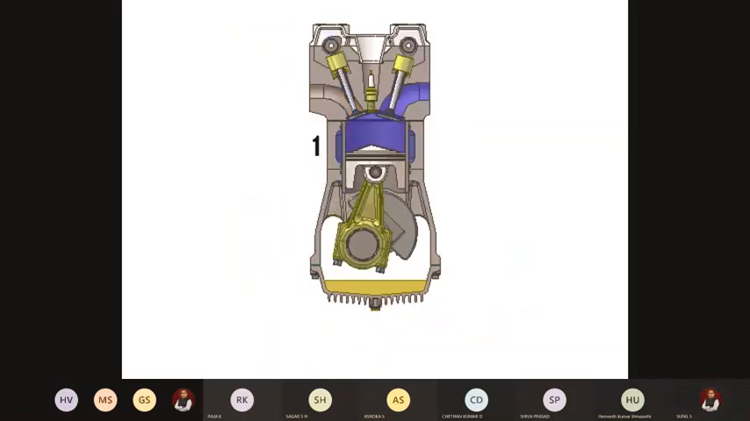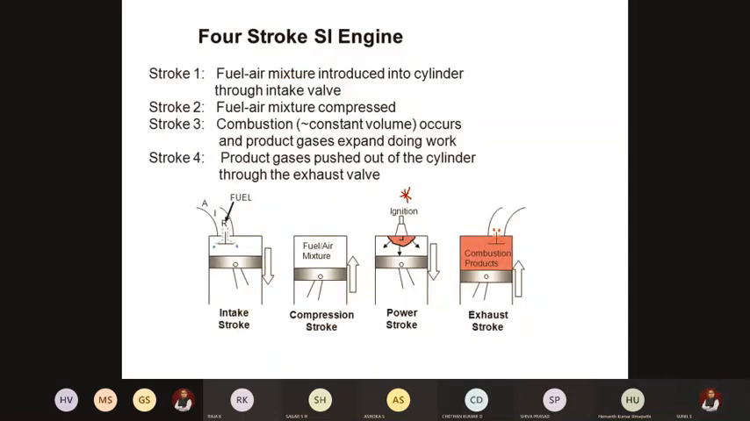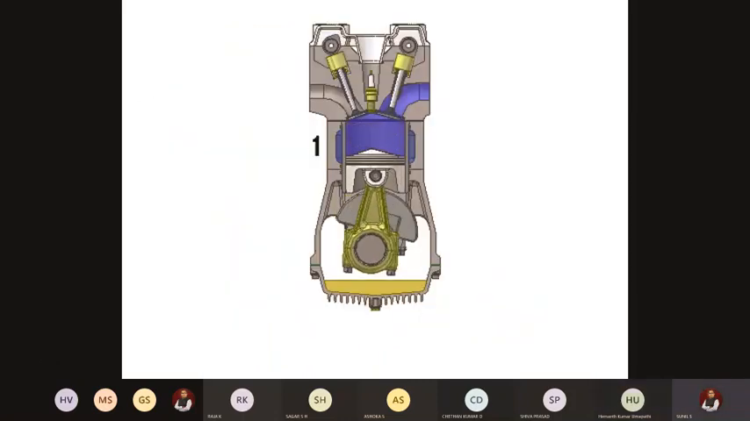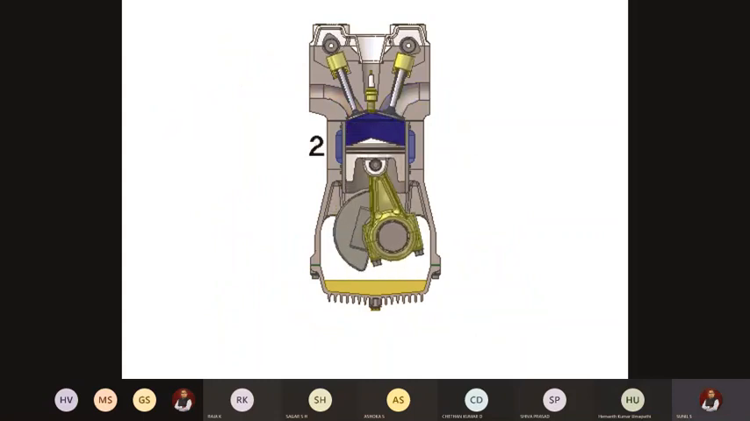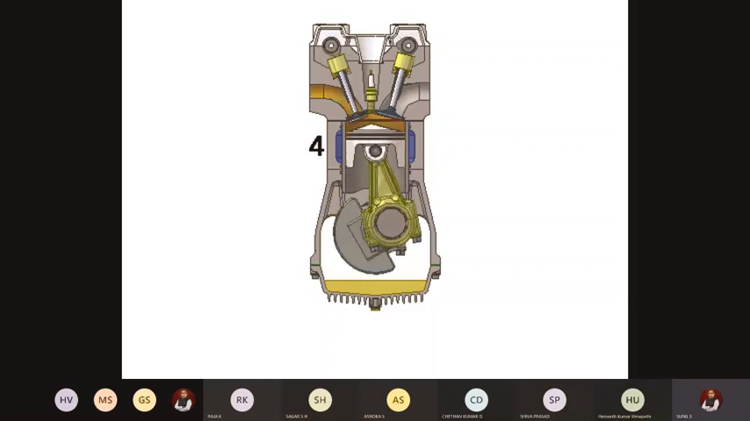Okay, I think you have taken down, right? Yes, sir. Okay. So this is a simple animation so that it will be easier for you to understand. You can see what actually is happening in the stroke.